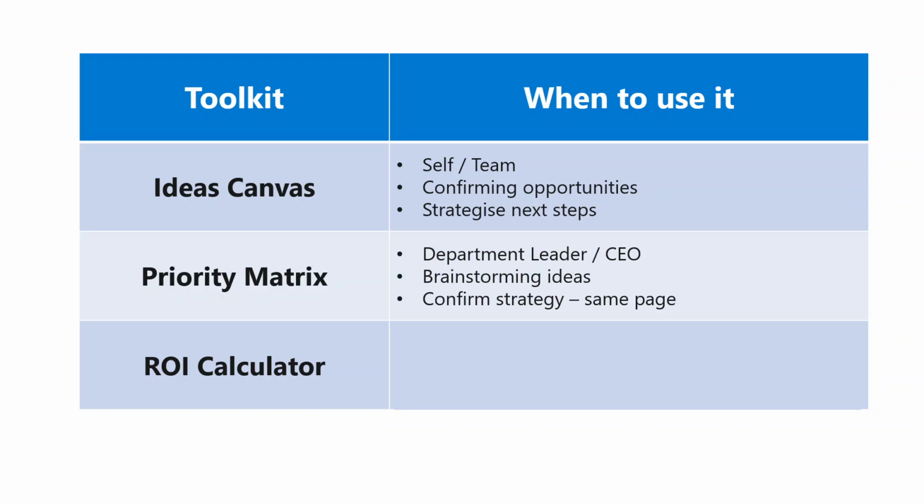The Priority Matrix, this is where you would sit down with a department leader if you're in a large corporation, or the CEO if you're in a small organization, and really brainstorm ideas. So you'd give them a framework of, this is how to think about automation, and the benefits and the ease of implementation, and confirming strategy so that you're on the same page of that strategy, and not burning cycles on things that potentially aren't easy or have a high benefit. So it helps you set priority and set a strategy.